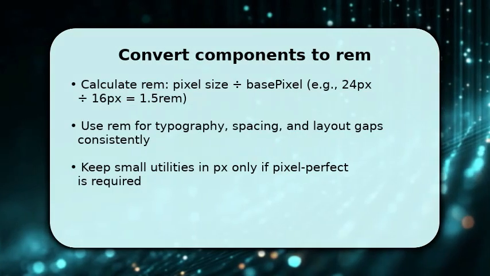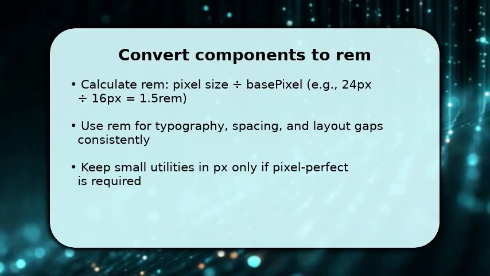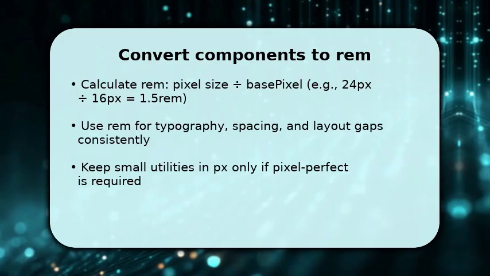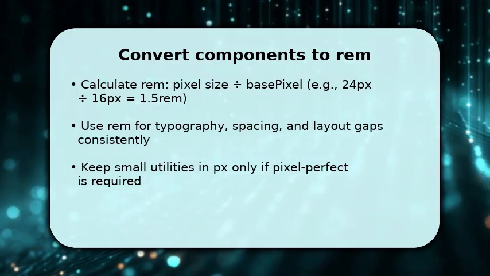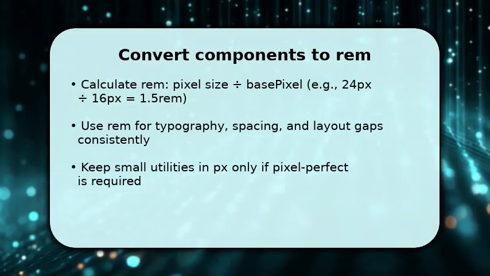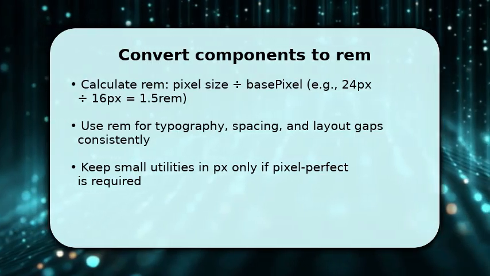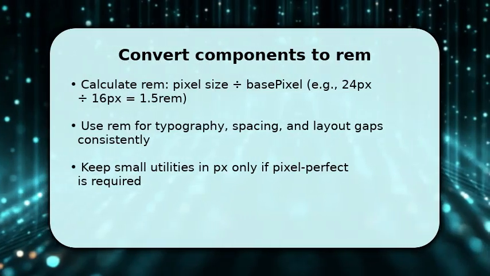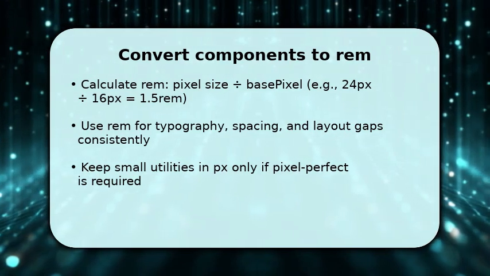You now convert specific components, headings, buttons, padding, and margins. Compute rem by dividing the pixel value by the base font size. For example, 24px becomes 1.5 rem if base is 16px. Once converted, replace pixel units across your stylesheet and group related rules to maintain consistency. Also, use rem for responsive scaling so entire UI shifts with user preferences. If a tiny control needs exact rendering, mix in px for that one rule, but keep the rest in rem.